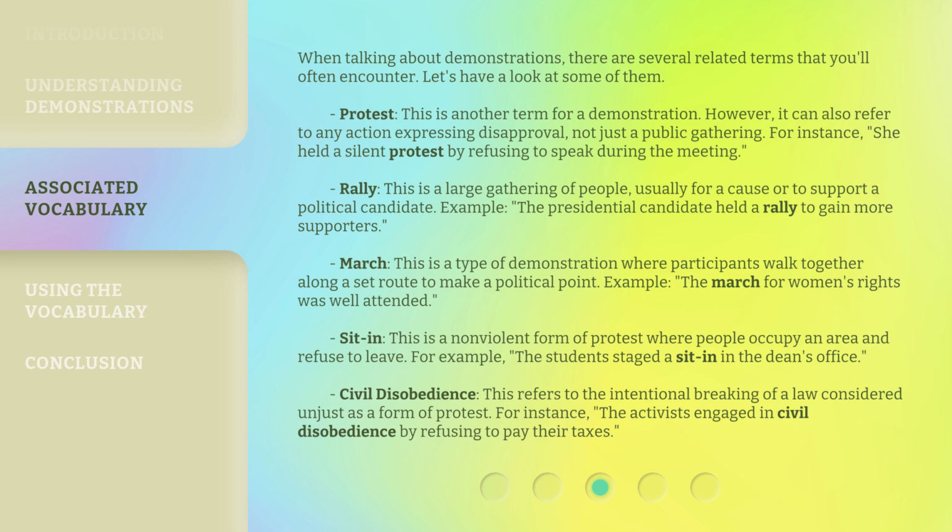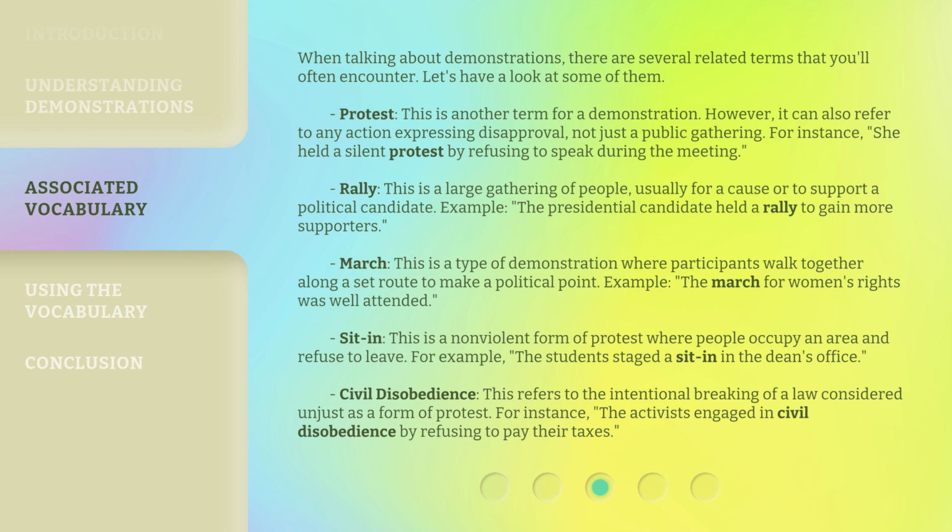Rally. This is a large gathering of people, usually for a cause or to support a political candidate. Example: the presidential candidate held a rally to gain more supporters. March. This is a type of demonstration where participants walk together along a set route to make a political point. Example: the March for Women's Rights was well attended.